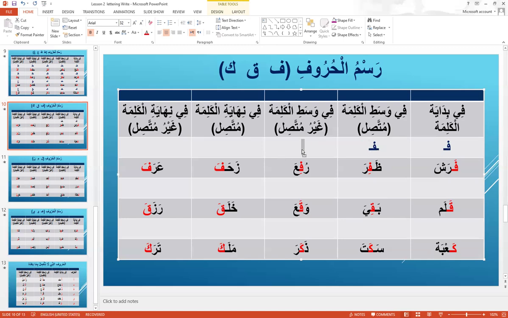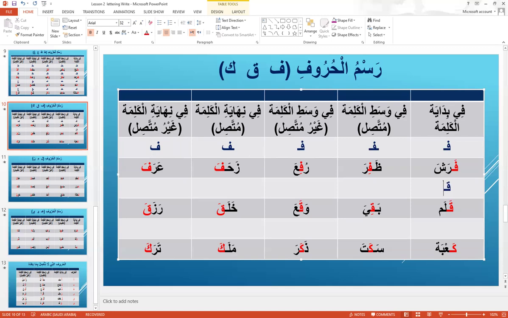Fa in the middle of the word, not connected. So you write Fa, then its connection by default on the left. Fa at the end of the word, connected. So we have the connection, then we write Fa. Fa at the end of the word, not connected. So we just write Fa only. The same way we're going to write Qaf.